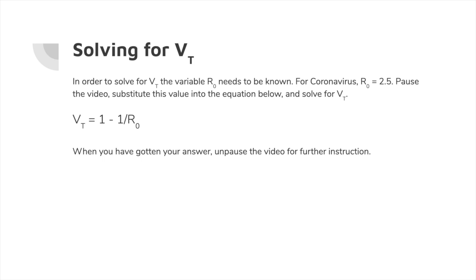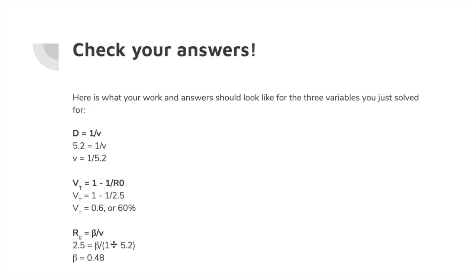Okay, so here are the answers. Here's what your work and answers should look like for the three variables you just solved for. For V, you should have gotten 1 over 5.2. For V of t, you should have gotten 0.6 or 60%, which again, it's a percentage because V of t is the number of people needed to be vaccinated to contain the outbreak.